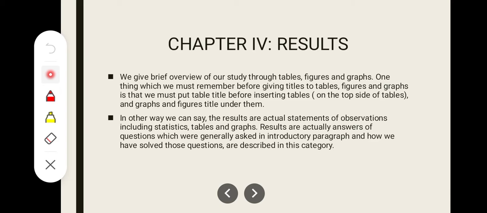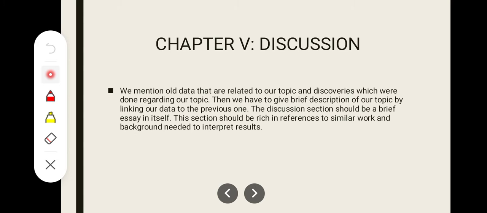Another way we can say the results are actual statements of observations including statistics, tables and graphs. Results are actually answers of questions which were generally asked in the introductory paragraph. In introduction, chapter 1, we have discussed that we have to state our research problem in question form, and that question is generally answered in this results section. Chapter 5, discussion. We mention all data that are related to our topic and discoveries which were done regarding a topic. Like we have to discuss what previous researchers have done, and we have to impose those limitations, and now we have to say that we are going to improve those limitations.